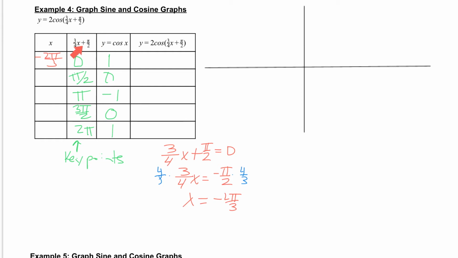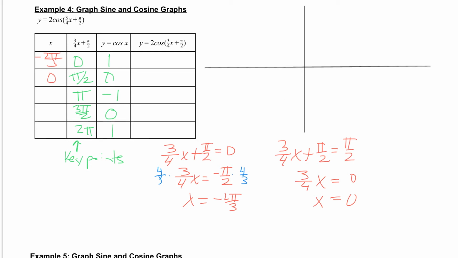Then we take this 3/4 x plus pi over 2 and set it equal to pi over 2, our next key point. If I subtract pi over 2 from both sides, pi over 2 minus pi over 2 would give me 0. So I get 3/4 x equal to 0. And then whether I divide or I multiply by the reciprocal, 0 divided by anything is going to give me 0. So I get x here equal to 0.